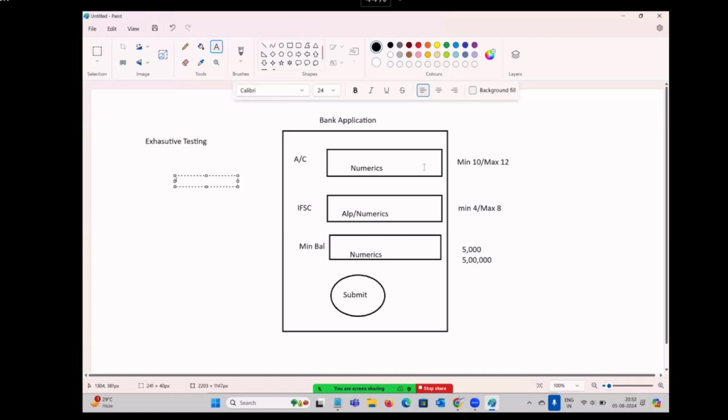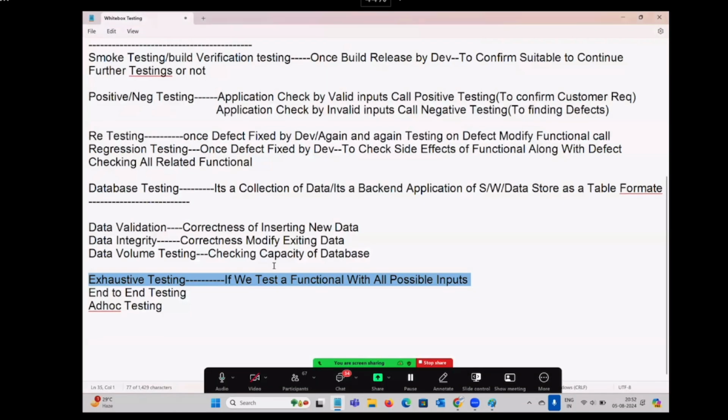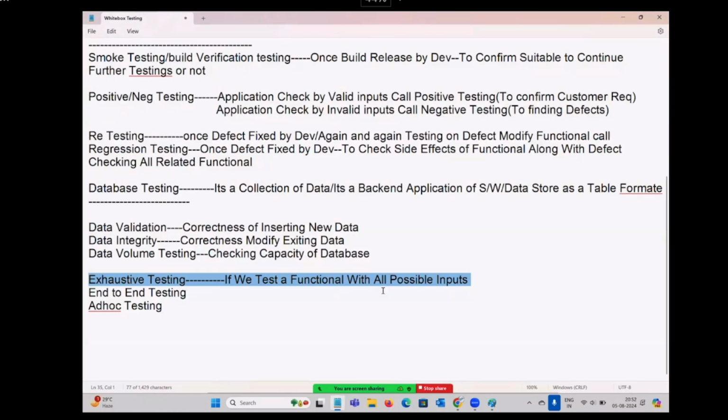So account number exhaustive testing is possible. IFSC code exhaustive testing is possible. What about minimum balance? Minimum balance requires more time. Once again, what is meant by exhaustive testing? If we test a functionality with all possible inputs. But manually it is not always possible, so we have to go to an automation tool.